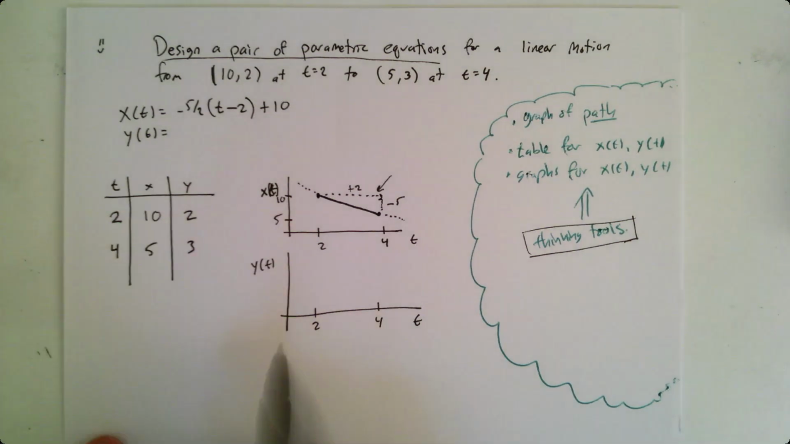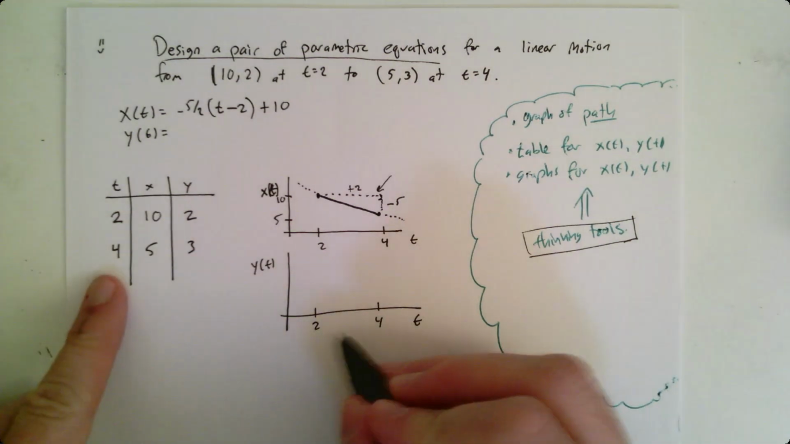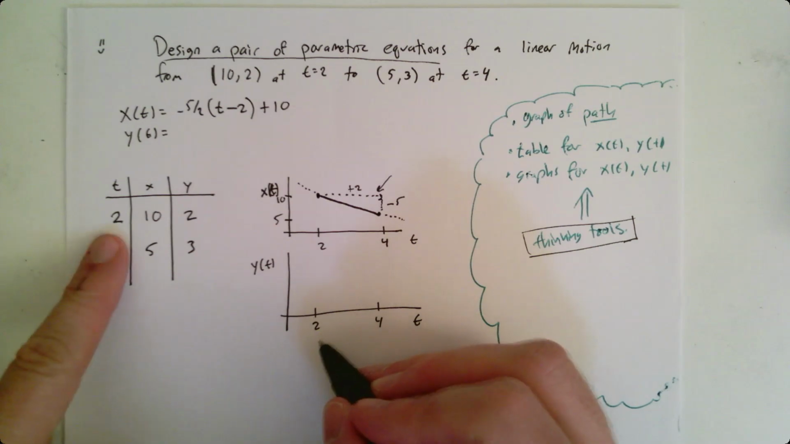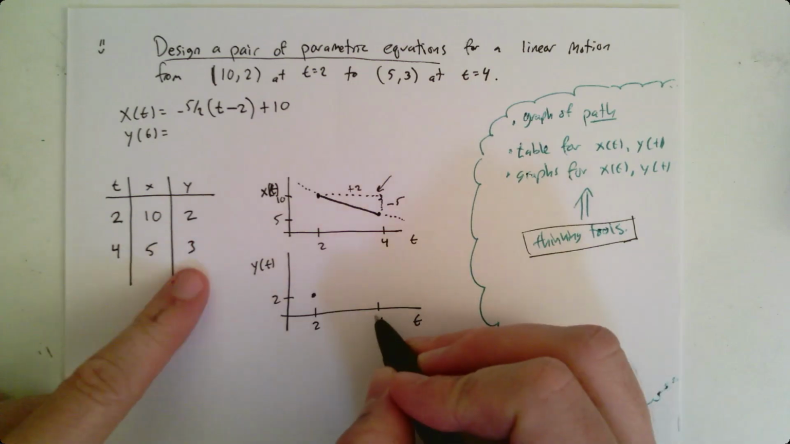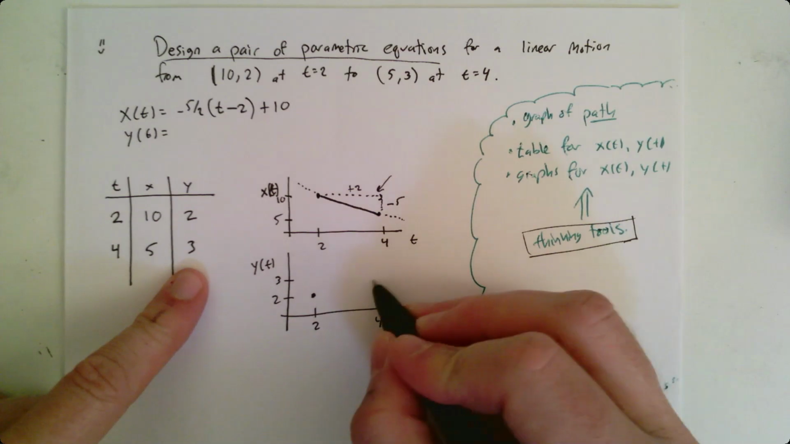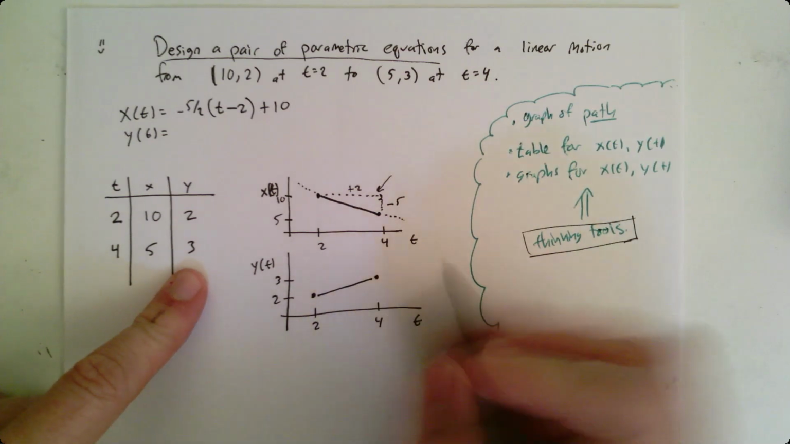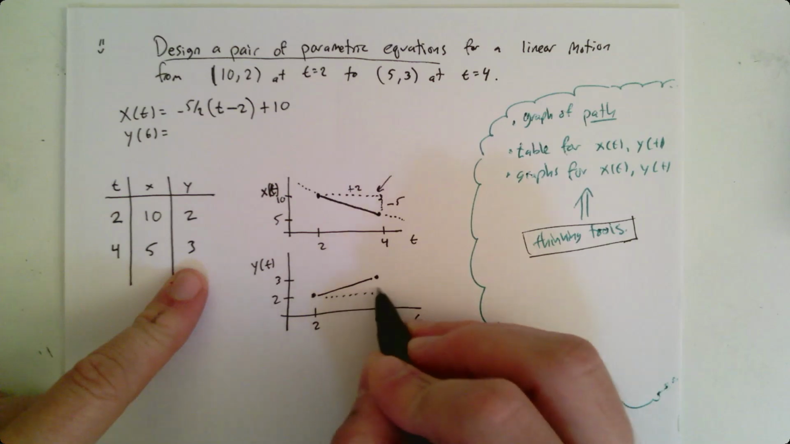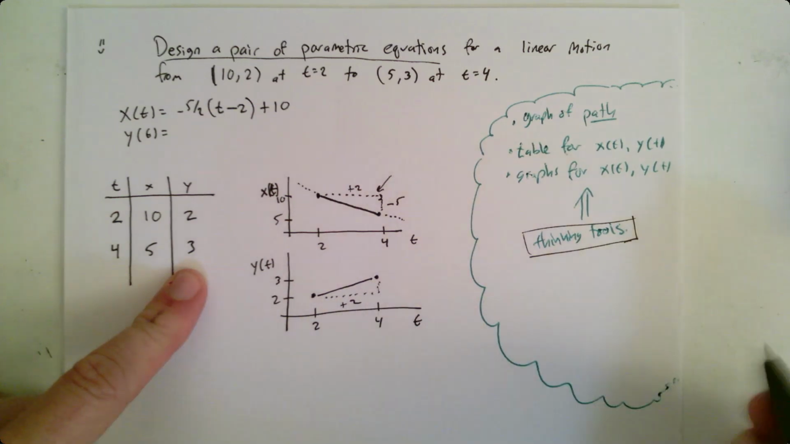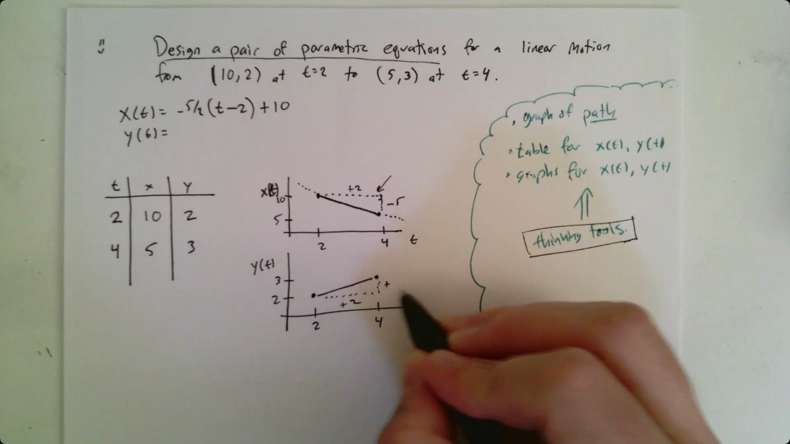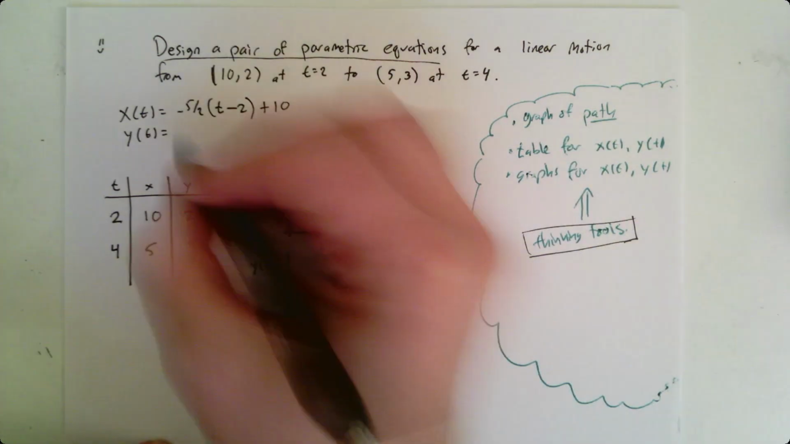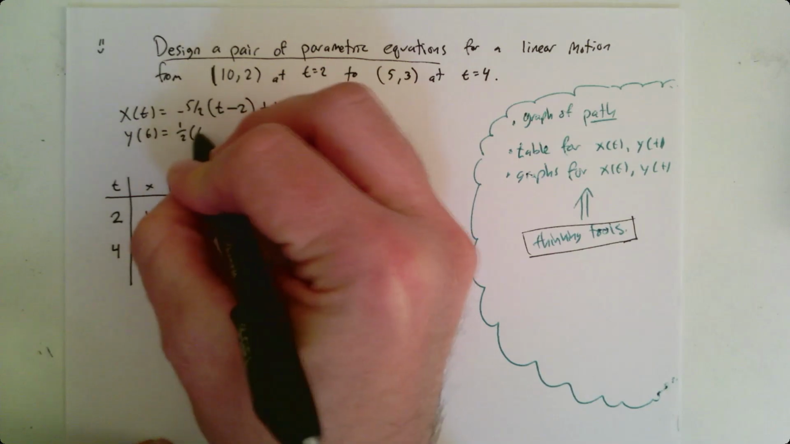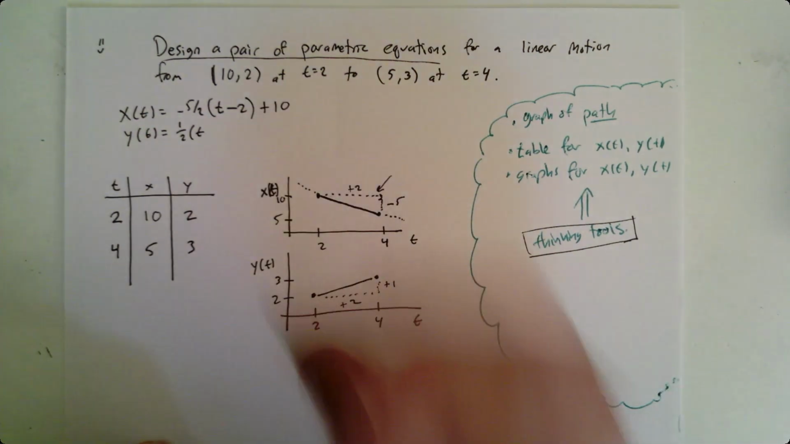Let's write the equation for the y function. So at time 2, what am I doing? At time 2, I want a y-coordinate of 2. At time 4, I want a y-coordinate of 3. And so it looks like the slope here, if I go up by 2, I'm going to go up by 1. So the slope should be 1/2. So I'll write 1/2, and then I'm going to shift it right by 2 and up by 2.